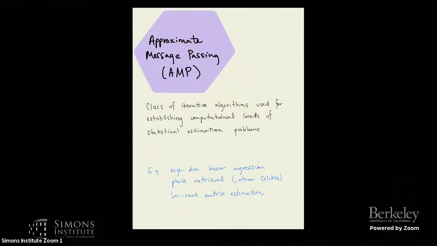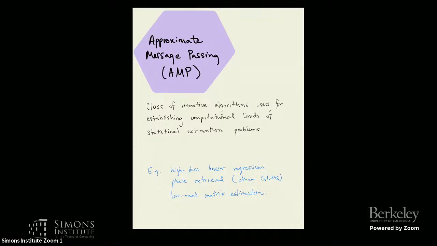Okay, so to begin with, what is approximate message passing, and what do these algorithms mean for us? In short, approximate message passing, or AMP, is a class of iterative algorithms that can be used for a number of things, but probably most relevant to this audience is that they can be used for establishing computational limits of statistical estimation problems. That's what we're going to talk about for the first half of my talk today: how can we understand computational limits through approximate message passing.